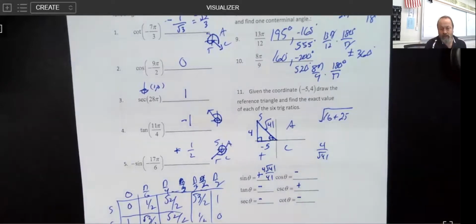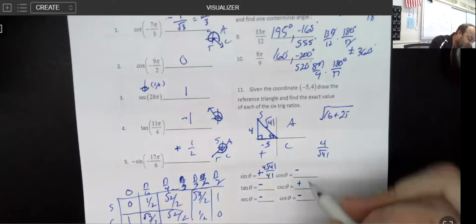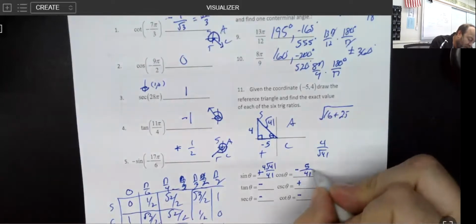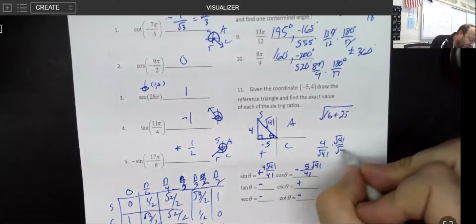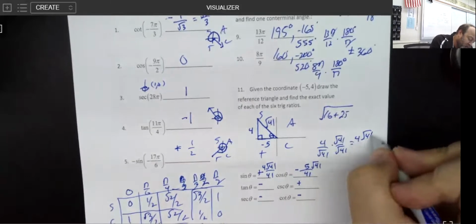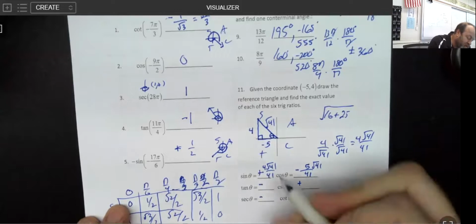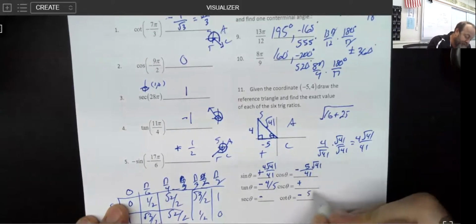So we're supposed to write 4 root 41 over 41. That's kind of obnoxious. In the same way, the cosine would be negative 5 over root 41. So we're going to multiply the top and bottom by root 41, like we did on the first one, to simplify it. I don't really want to do that very frequently, but because it's going to happen. The tangent's easy. SOHCAHTOA, right? Tangent is opposite over adjacent. So opposite over adjacent is 4/5, and therefore 5/4 for the cotangent.